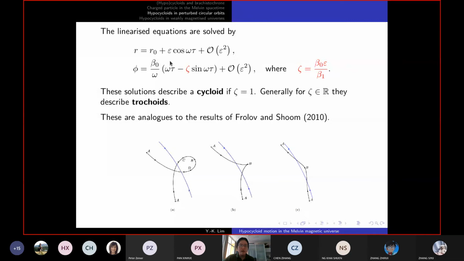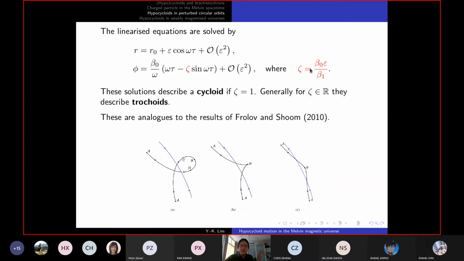As you can realize, or maybe some of you have already recognized, this solution is the equation for the trochoid, as Qinghao has shared in the Wikipedia link. So these are equations for a trochoid in polar coordinates. The trochoid is parametrized by the parameter zeta. In the context of my charged particle here, zeta is beta 0, beta 1 times epsilon, right? So this is the first order term. It's a perturbation about the constant circular motion, right? So this describes equations of a cycloid.